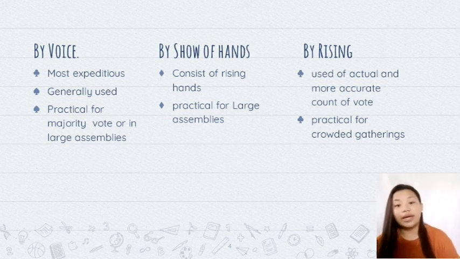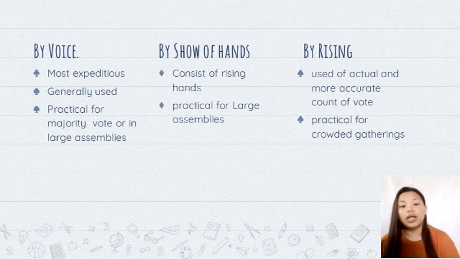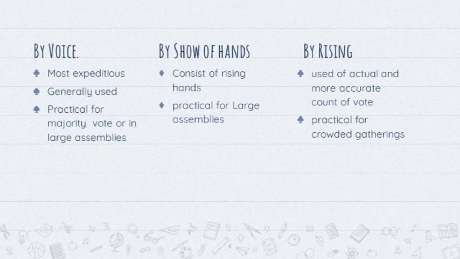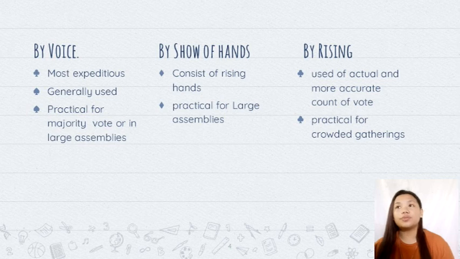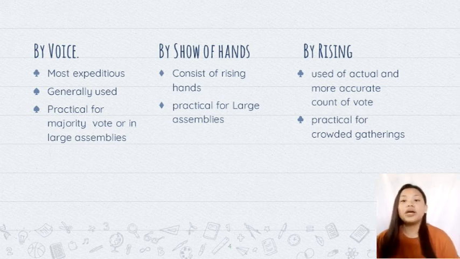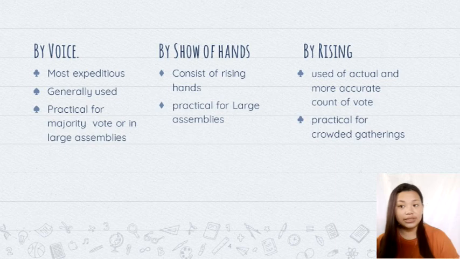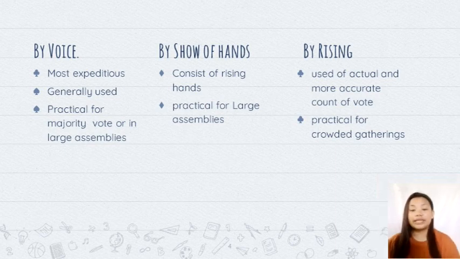Next is by rising, used for an actual and more accurate count of votes, practical for crowded gatherings. So, by using this method, the secretary could count those members who have risen, and then the chair would, for example, say, those who are in favor of the motion, please rise. Those who are against, please rise. Those were the examples of rising.